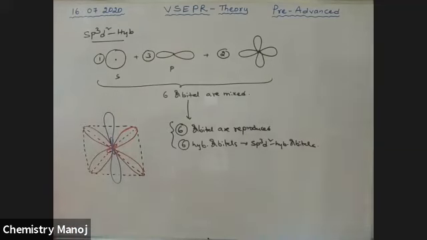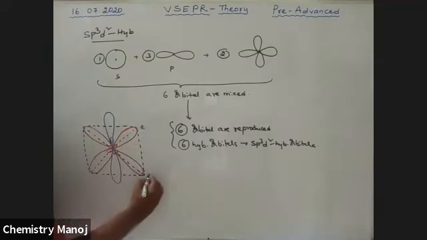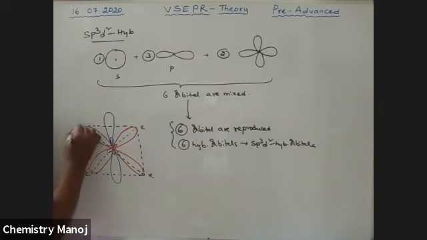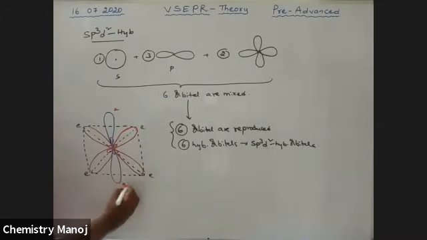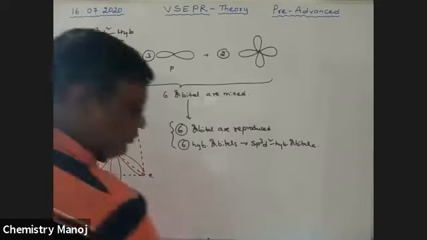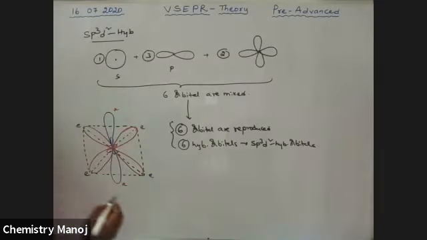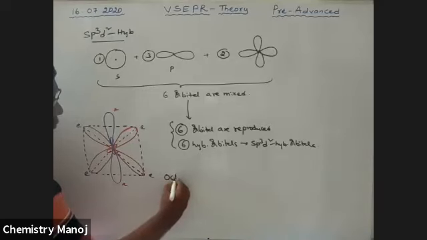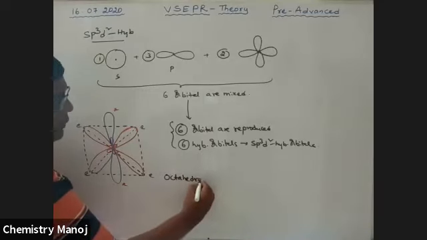Blue arrow. This is an equatorial orbital, equatorial orbital, equatorial orbital, equatorial orbital. 4 equatorial orbitals, 2 axial orbitals. This is an axial orbital, this is axial. Above and below the plane are taken as axial. So the axial orbitals give axial bonds, and the equatorial orbitals give equatorial bonds. So this is nothing but the octahedral shape.